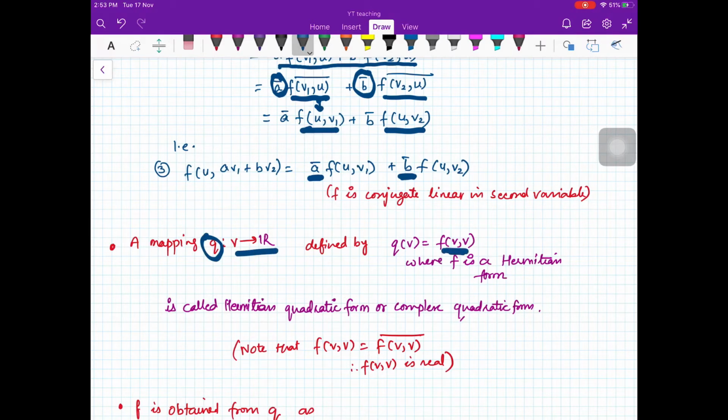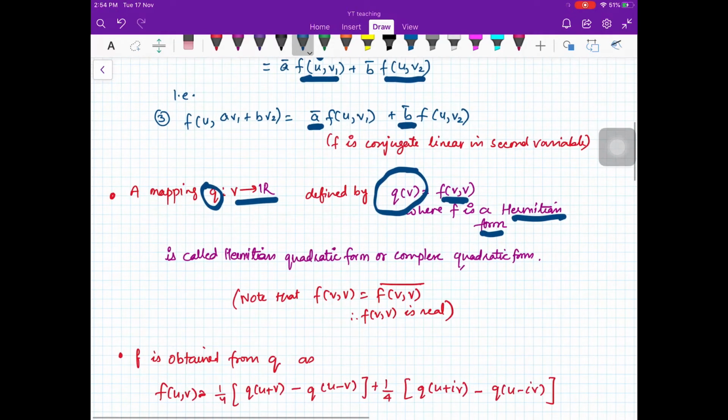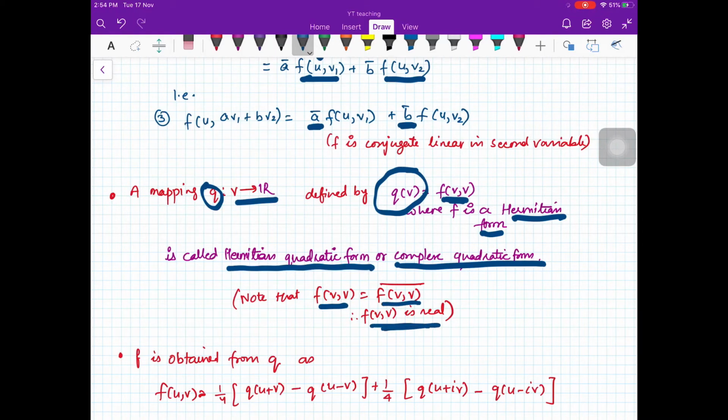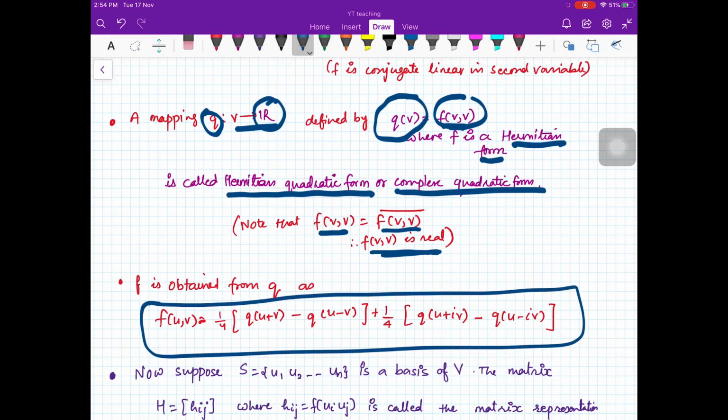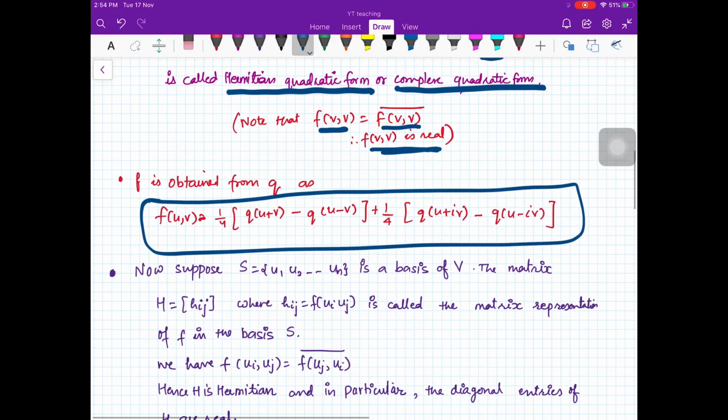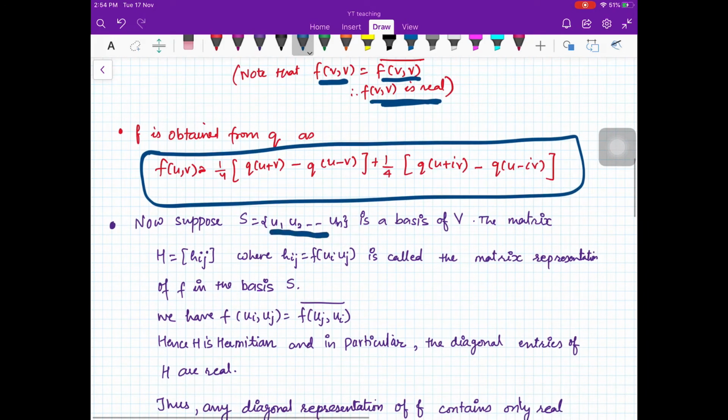And then we can define Q from V to R as Q(v) = f(v, v), as we have done in the case of bilinear forms. There we had this as a quadratic form, here we call it a Hermitian quadratic form, or complex quadratic form. You also note that f(v, v) is equal to its conjugate. This is from the second property, so this number is real. So Q is from V to R, not from V to C. You can obtain f from Q by a formula. I'm not going to prove this, but this is the relation from which you can use the Hermitian quadratic form to get your Hermitian form back.